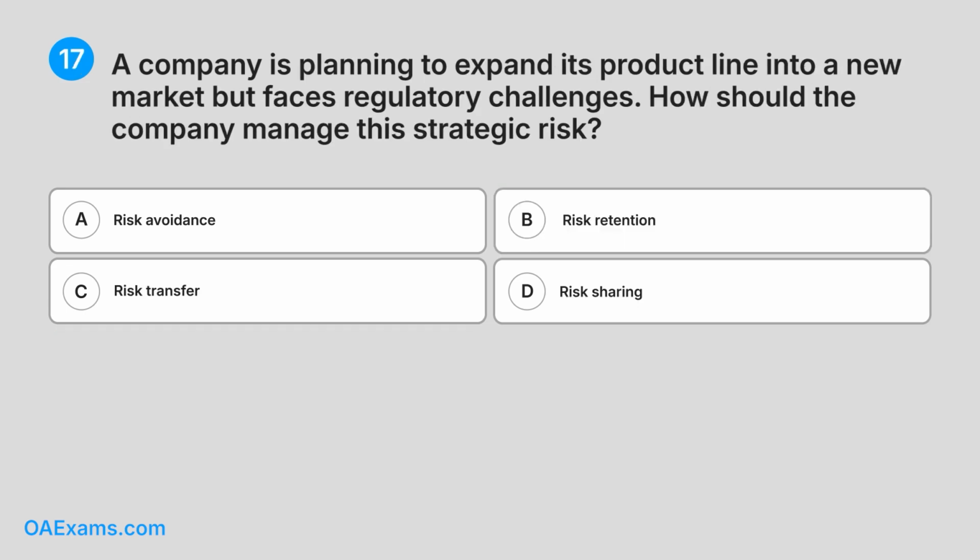17. A company is planning to expand its product line into a new market, but faces regulatory challenges. How should the company manage this strategic risk? A. Risk avoidance. B. Risk retention. C. Risk transfer. D. Risk sharing. Do you know the answer?